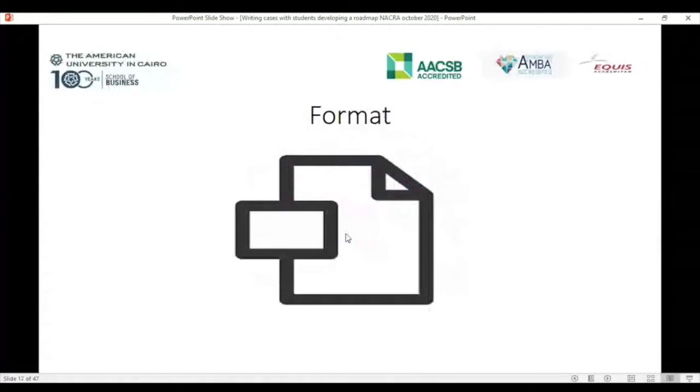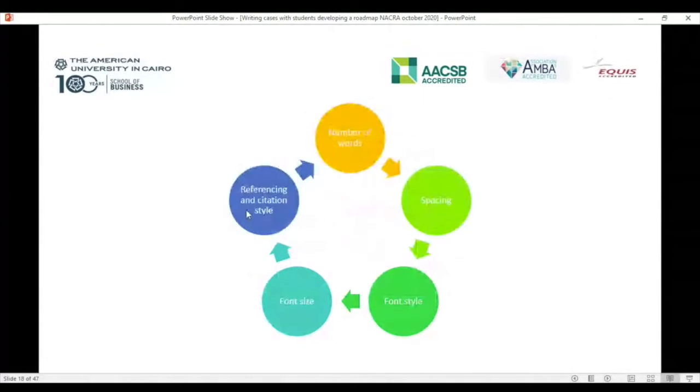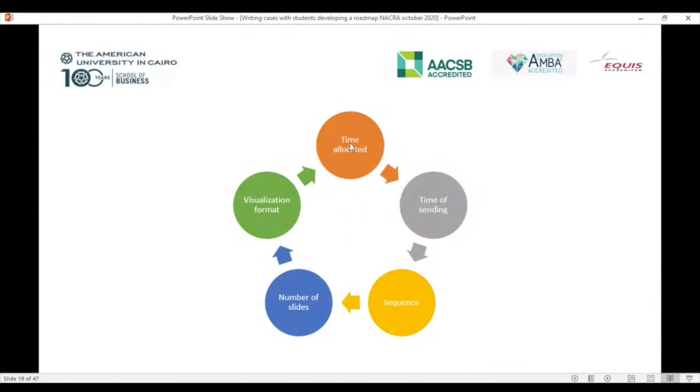There are some guidelines that need to be tackled. Number 1, from a format perspective, you need to tackle the number of words, spacing, font style, and font size, and so on. This is extremely important if you are going to write a case with a student or with a team of students. These are mentioned in advance at the beginning of the course. Also, there is a need to mention guidelines about how they are going to present the case at the end of the semester.